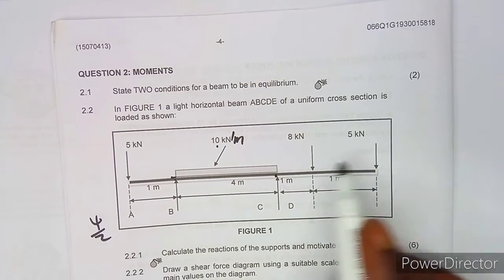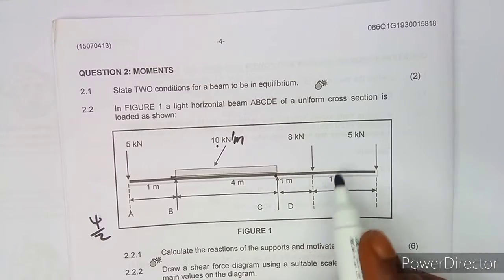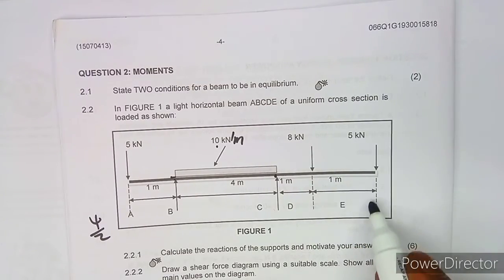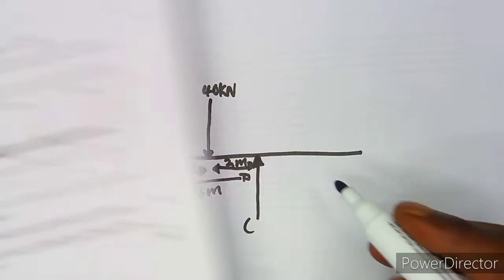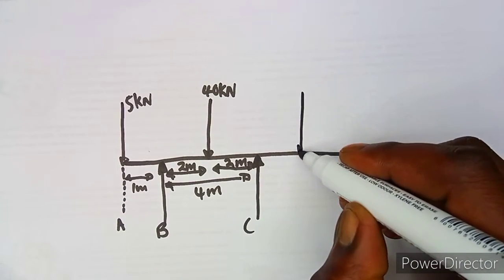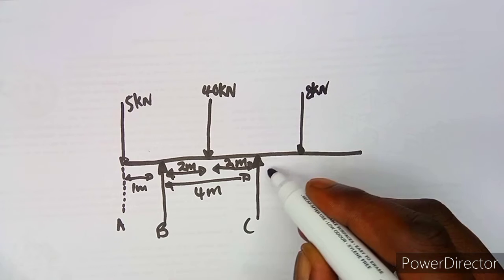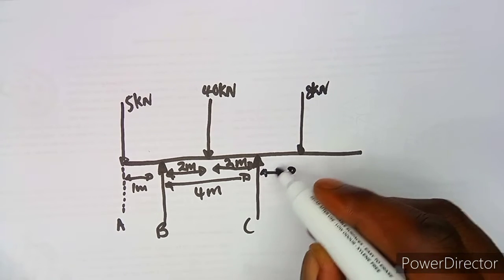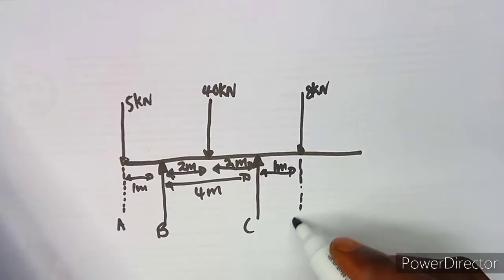There is nothing that you can actually do here, so this part is going to remain as it is, the one at D and the one at E. We just write these as they are, the 8 kilonewton versus 1 meter. So in this case we have 8 kilonewton with a distance of 1 meter in between. This is directly linked to D.